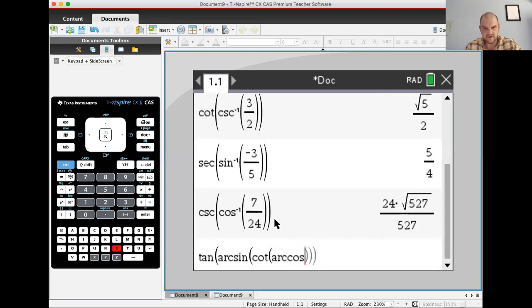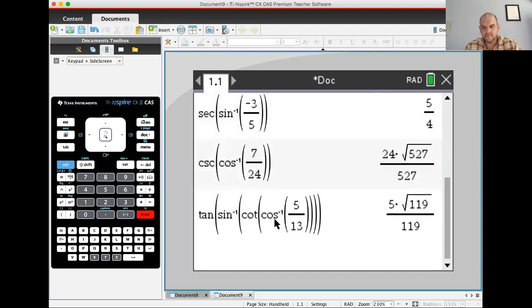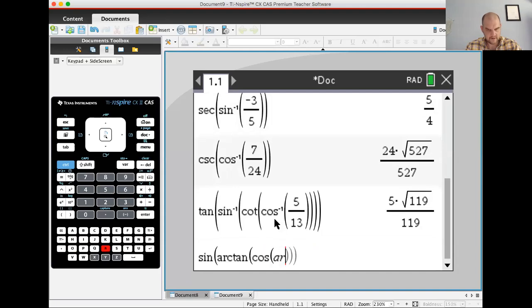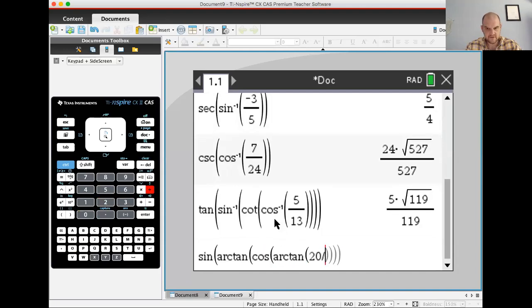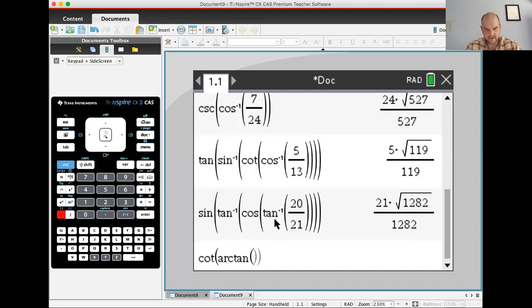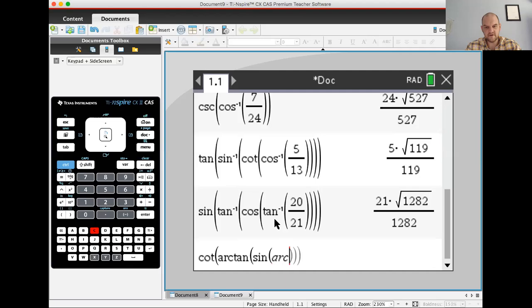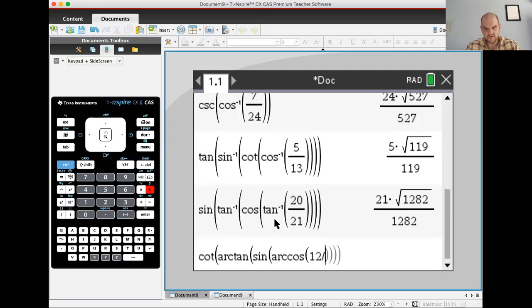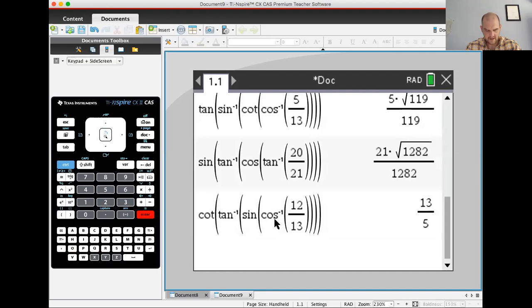So I'm checking D right now, I think. And we get 5 over root 119, which is what we got. Sine arctan cosine arctan of 20 over 21. So we get 21 over radical 1282, which is what we got. And then cotan of the arctan of the sine of the arc cosine of 12 over 13. They're annoying to type in. 13 over 5, which is exactly what we got. So the method works for sure. You just have to keep track of what you're doing.